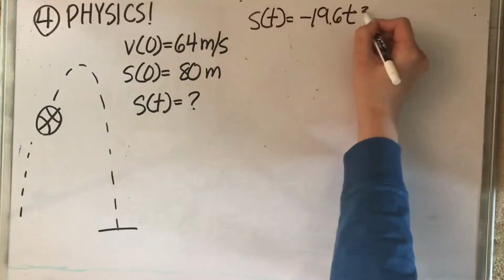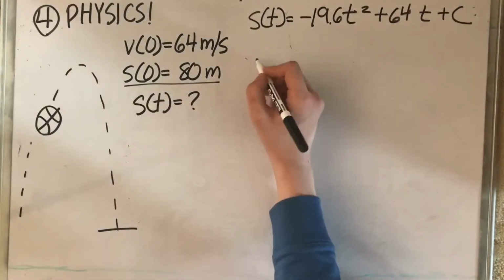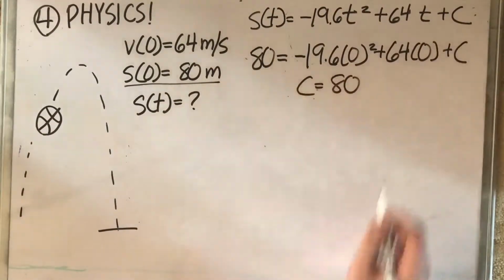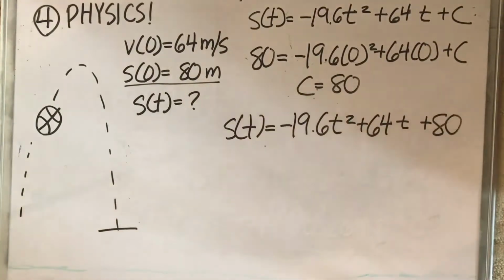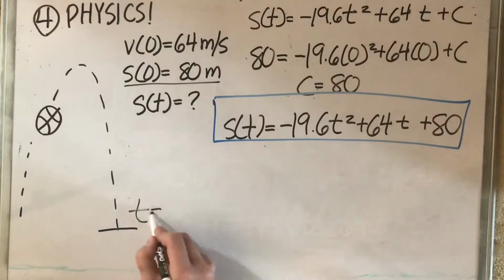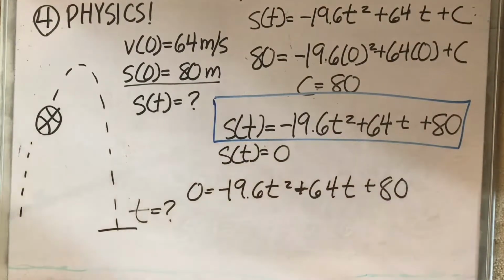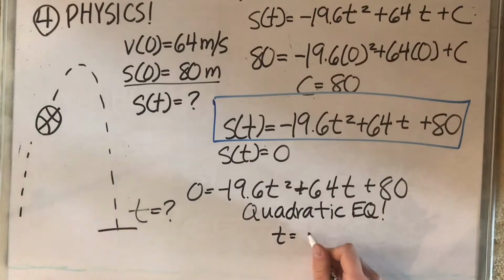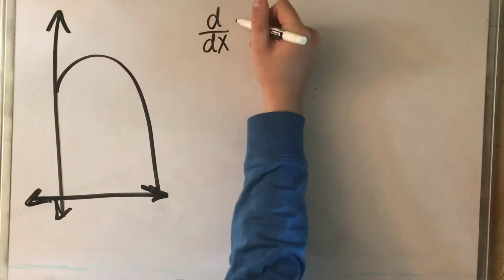So now we have found our position function for all values of t, but we must find the position function when s of 0 equals 80 meters. So using that information, we can solve for c, and once we have found c, plug that back into our general solution to find our particular solution. We have answered the first part of our problem, but now we must find when the ball hits the ground by setting the position function equal to 0. Solve using the quadratic equation. And we're done. Let's move on.